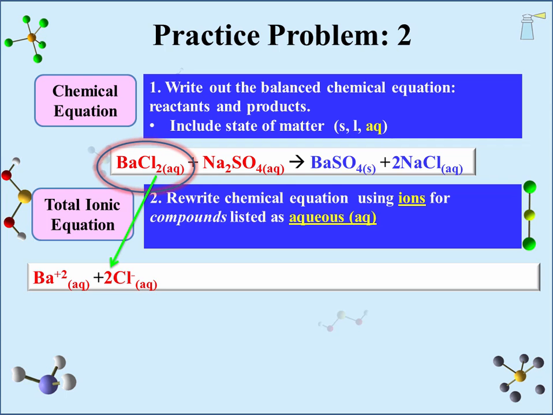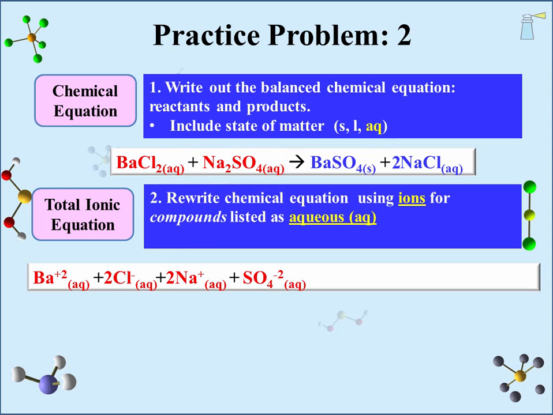It does so by taking the 2 subscript and putting it as a 2 coefficient. This same feature can be seen with the aqueous sodium sulfate. As a dissolved ionic compound, it is found in the total ionic equation as 2 dissolved sodium ions and 1 sulfate ion. Again, the 2 coefficient in front of the sodium comes from the 2 subscript in the sodium sulfate.